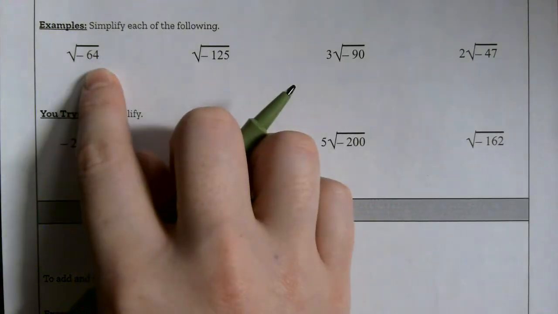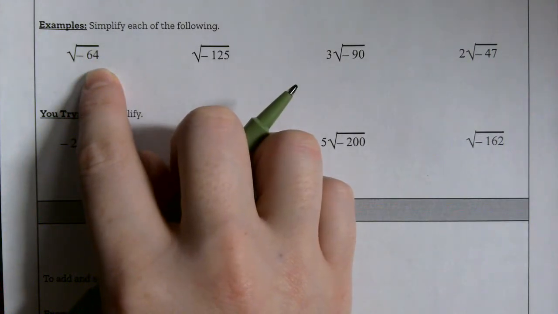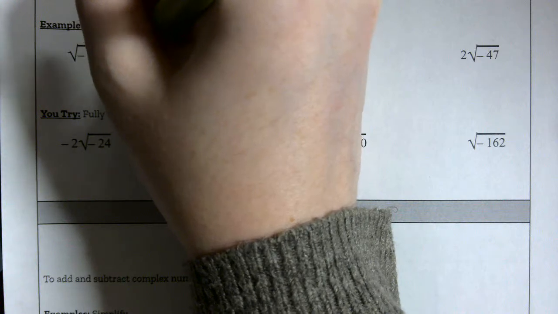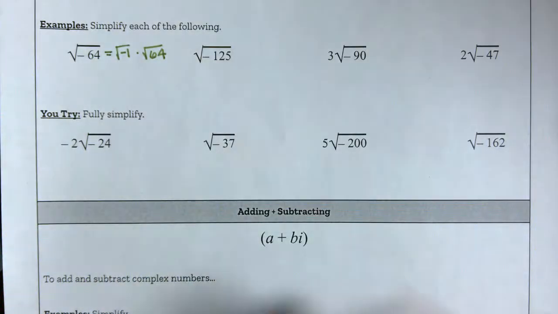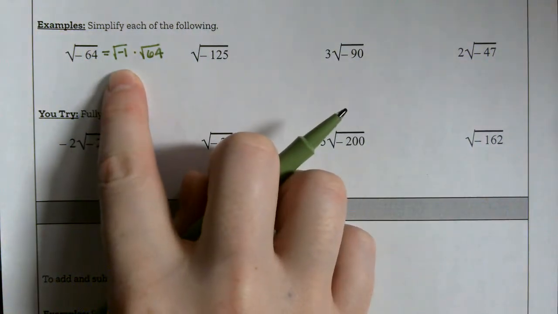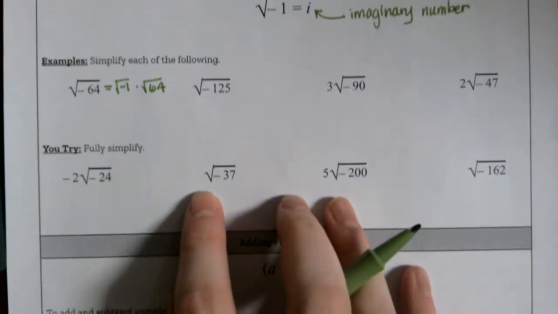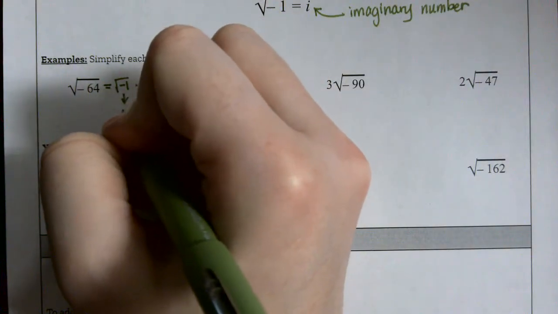So this first example, I have the square root of negative 64. And remember that I can break down the square root to any number multiplied by any number. So this is the same thing as the square root of negative 1 times the square root of positive 64. And so the square root of negative 1, as we see up here, is just i. So I'm going to convert this to just i.